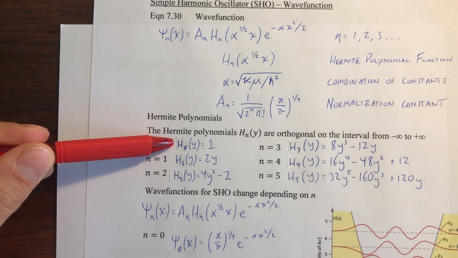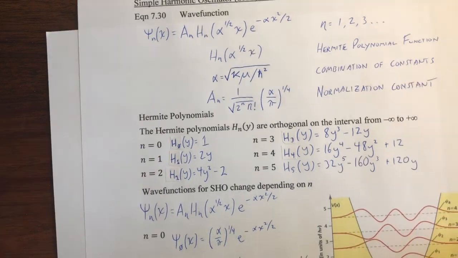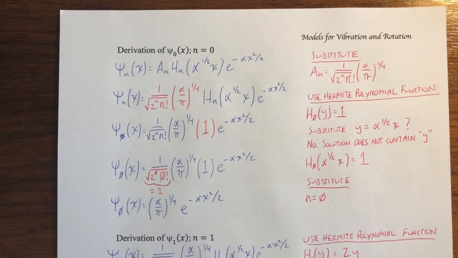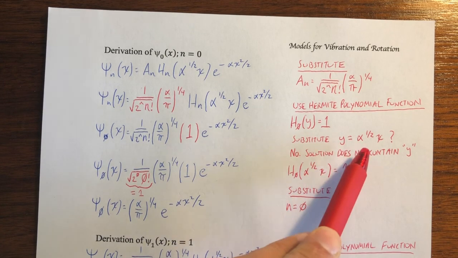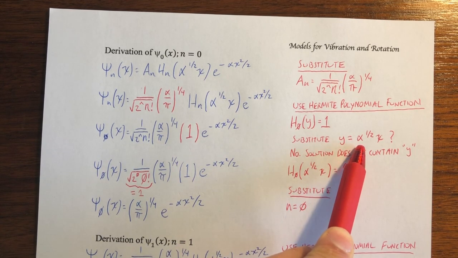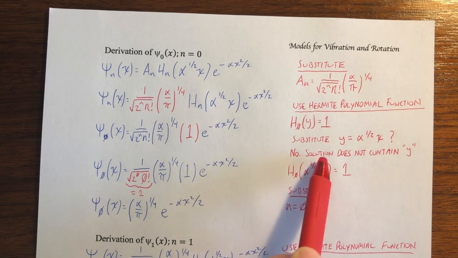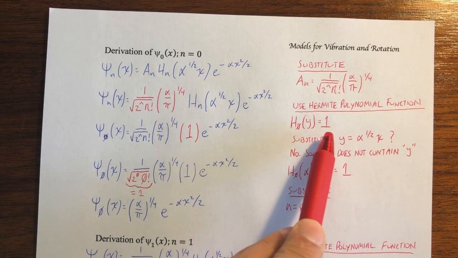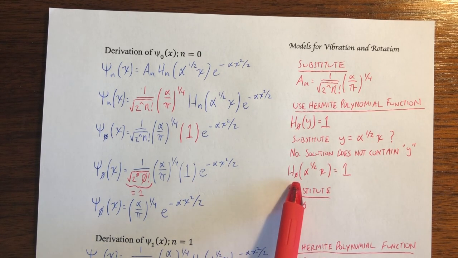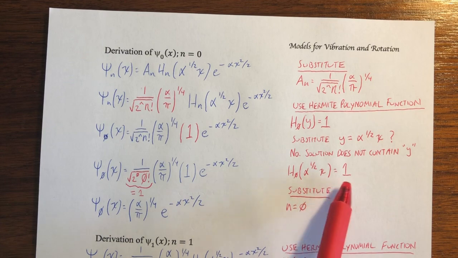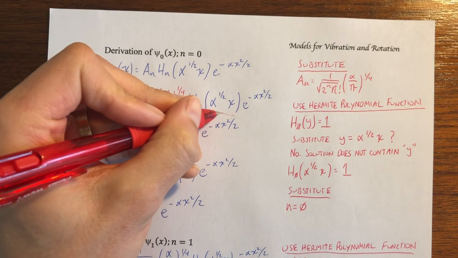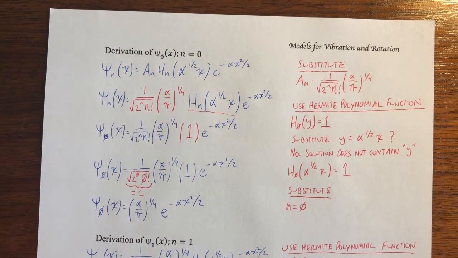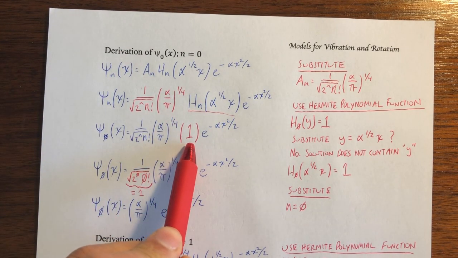H sub 0 of y is equal to 1. So we're just going to use that equation. Now, we have 1. Do we substitute y is equal to alpha raised to the 1/2 times x? No. Our solution does not contain y. So this solution 1 has no y variable in it, so we're done. Our h sub 0 of alpha raised to the 1/2 times x is just equal to 1. So when we have our entire expression here, our function, that whole thing simplifies down to just being 1.